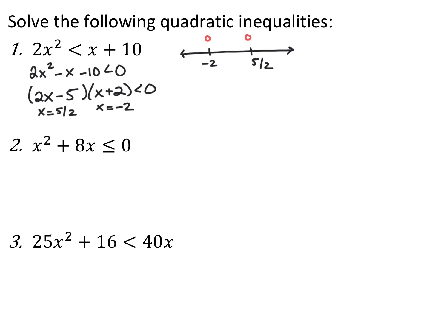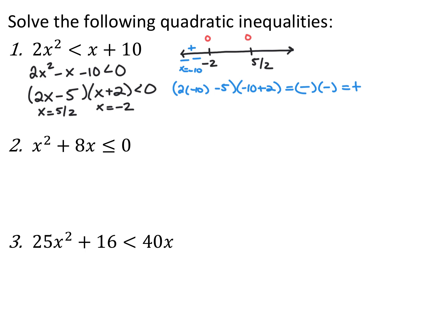So now, in order to find where it is less than 0, I have to test points in each of these intervals. So I'm going to test an x value that's less than negative 2 and see if it makes the function positive or negative. I don't actually care what the value of the function is, I just care whether it's positive or negative, and you can pick any value that's less than negative 2.